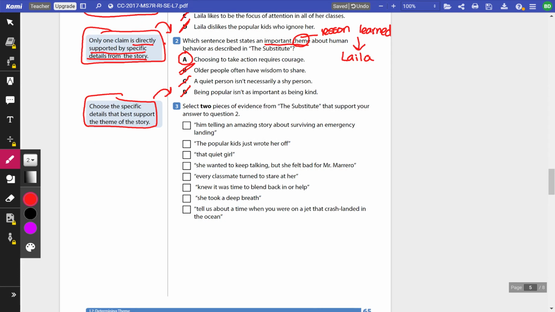Okay, so now we are ready for our last question. And our hint says to choose the specific details that best support the theme of the story. And remember, theme is the lesson Layla learns.